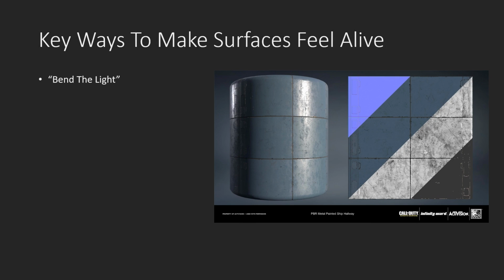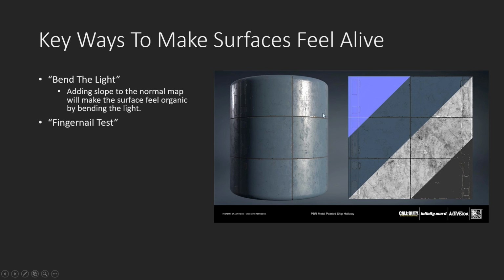Okay, so key ways to make surfaces feel alive. I talked a little bit about it in the breakdown of the reference, but to me bending the light is a huge deal. You add a slope to the normal map and it will make the surface feel more organic by bending the light. If you look at this tile here, the highlight does not just continue straight down, there's a subtle shift into the next panel.